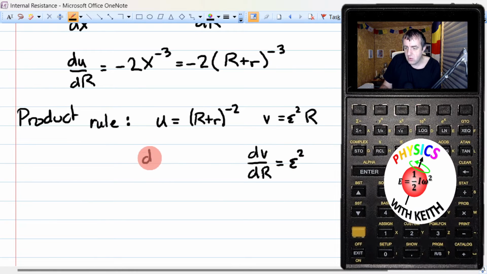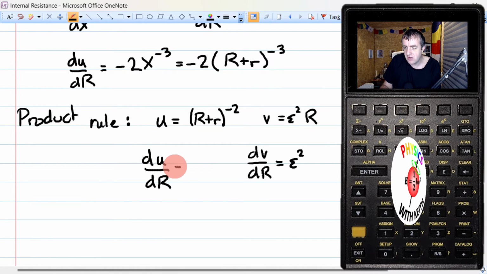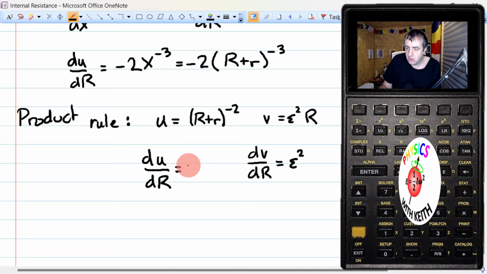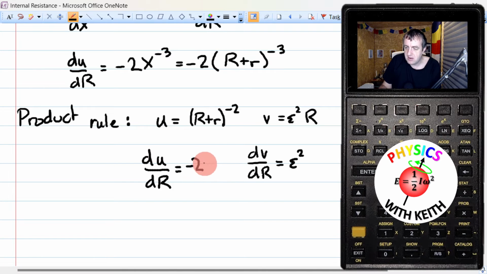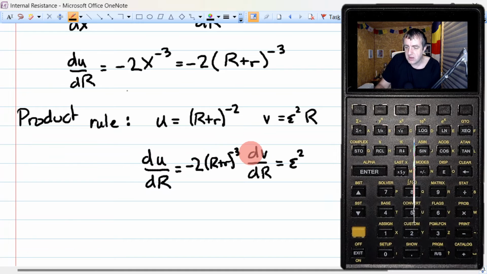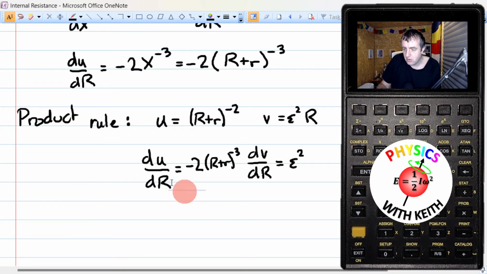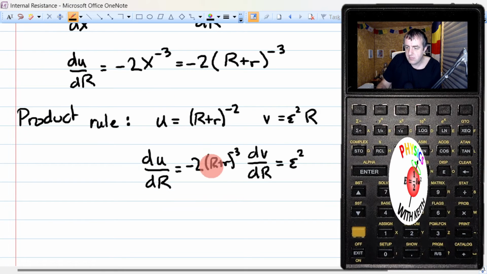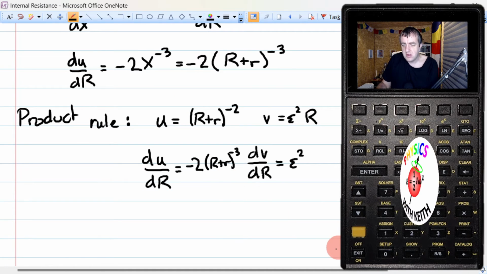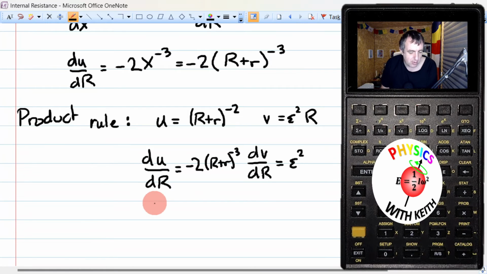And now we know what du by dr is, because we've just calculated that using the chain rule. That's equal to negative 2 times r plus little r to the negative 3. I didn't give myself a lot of room there, did I? Not very well written, but we can see it all.